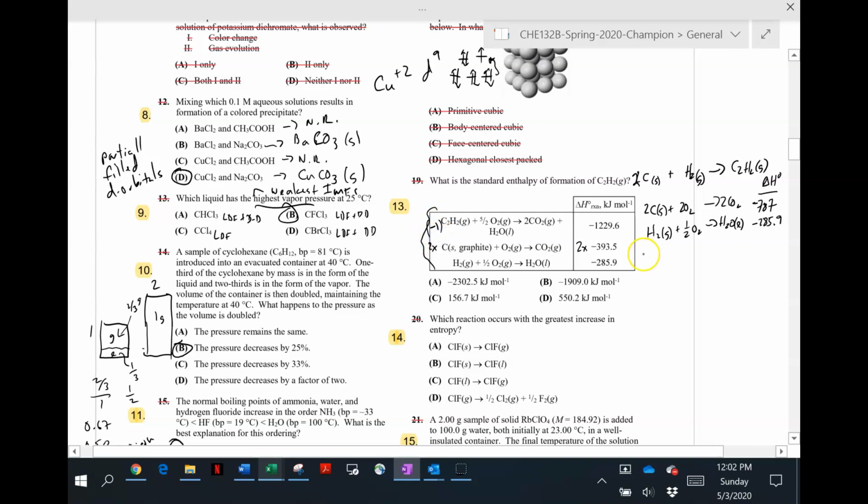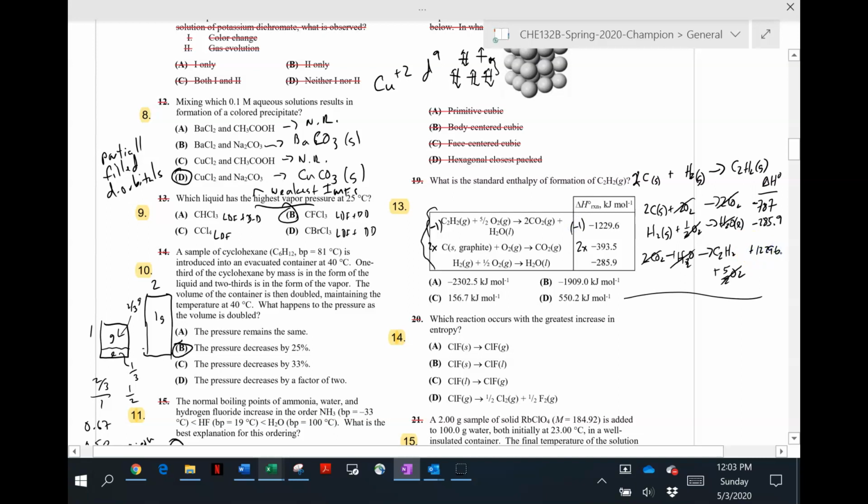Now, if I turn this one around, if I do this one times negative 1 and flip it around, I'm going to have 2 CO2 plus H2O, sorry, got ahead of myself. It's going to cancel that one out, and it's going to give me my C2H2 plus 5/2 O2, that's going to cancel out my O2s here. So this all sums to our target reaction. Since I'm turning it around, I'm going to do negative 1 times that, so it's going to be positive 1229.6.